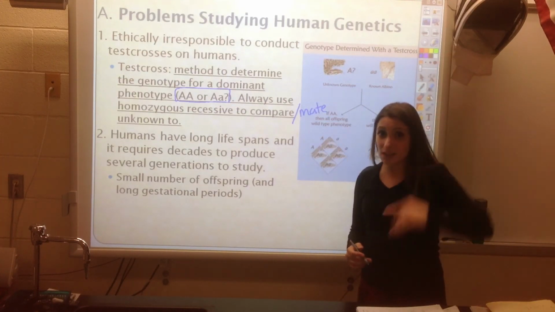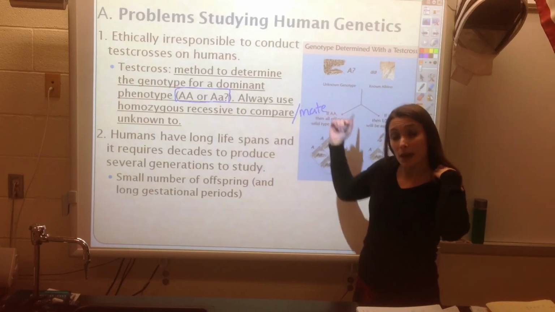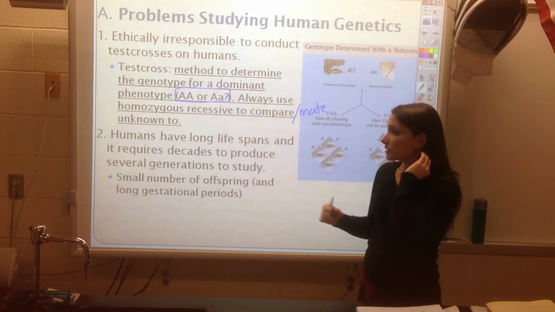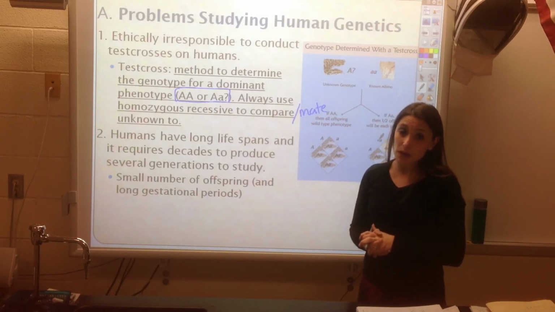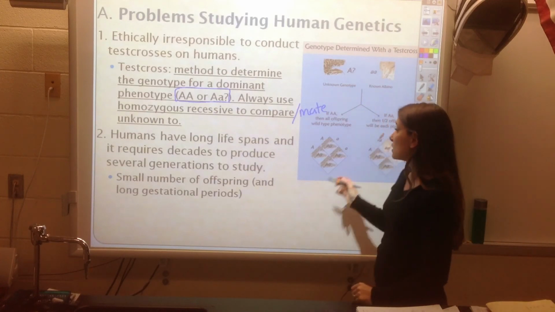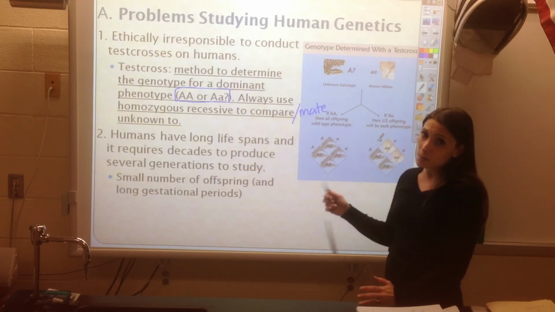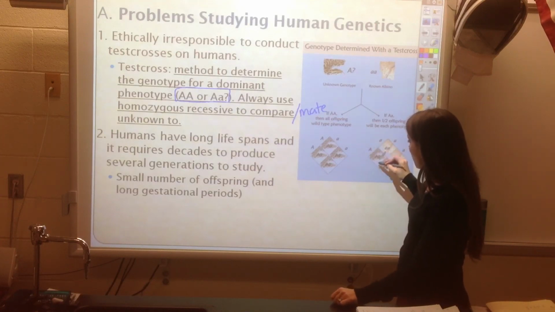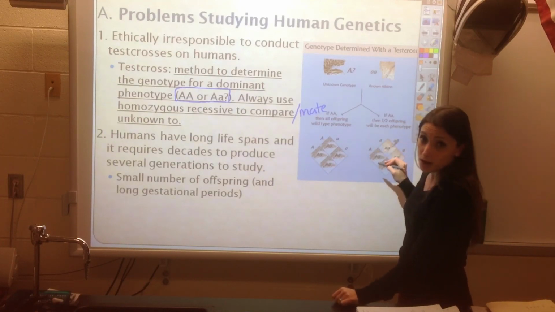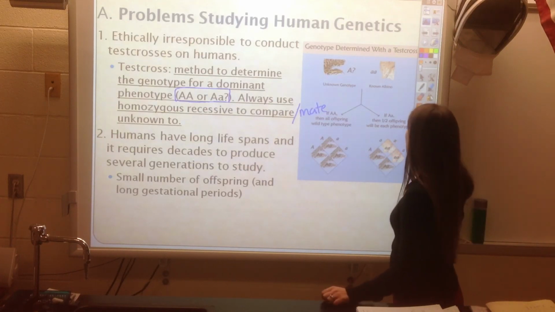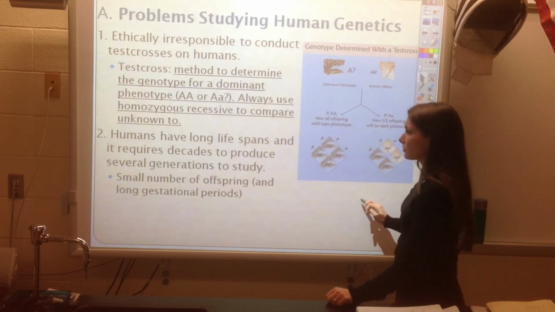But it's not really responsible to conduct test crosses on humans. Not many people want to sign up for a breeding experiment to mate with someone who has all recessive genes. Another problem is that humans have really long lifespans, so it can be decades between generations. And we usually have a small number of offspring, which means that even if we have the first one dominant, sometimes we have to have multiple offspring for any of the recessives to show up. So it's pretty hard to study human genetics.